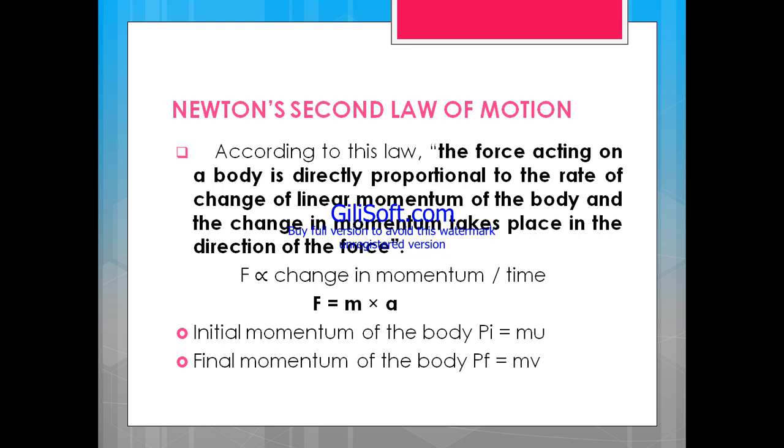When a force acts on an object or a body, what will happen? That force makes the entire body move from its original position. That part we call linear momentum. So the force is equal to the change in momentum by time taken. Whatever action happens will take a particular time. So force is proportional to the change in momentum by time taken. That is represented with the formula F equals ma.